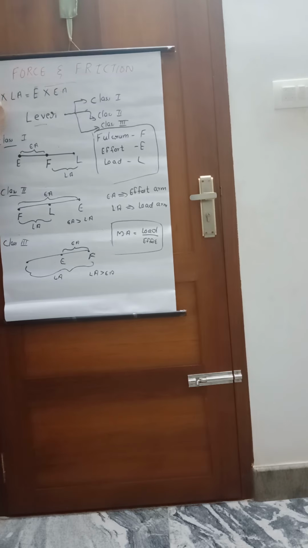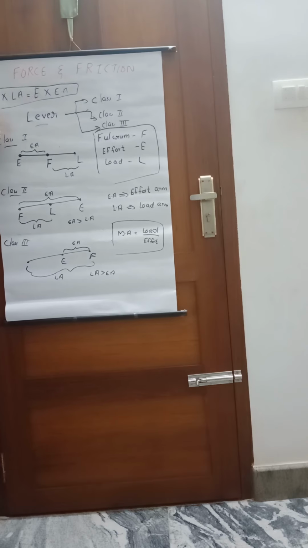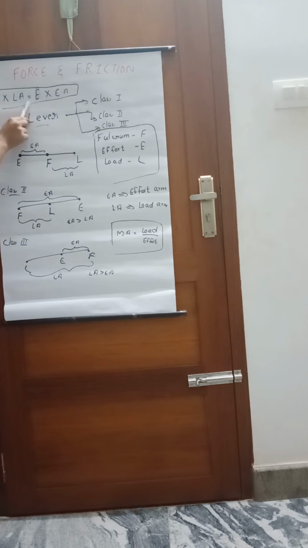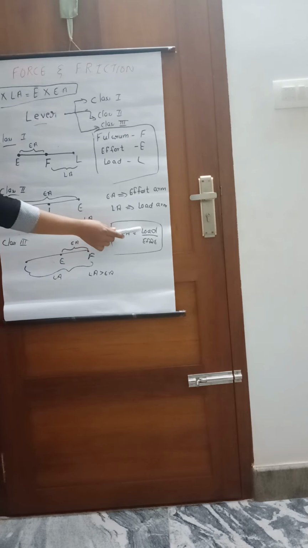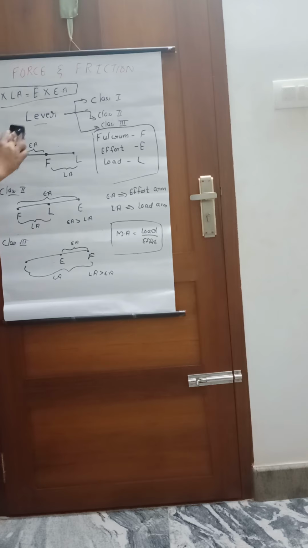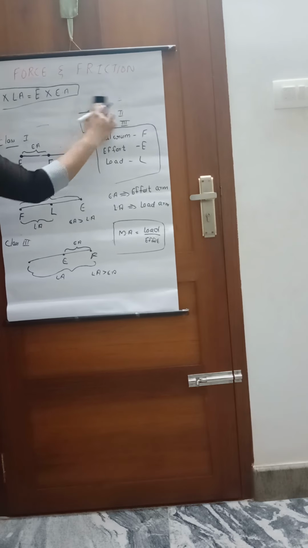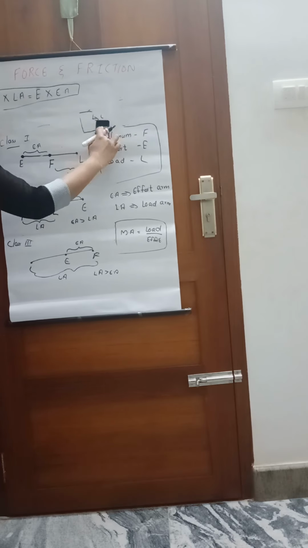So this is the principle of what? Lever. So we can say that the product of load and load arm is equal to the product of effort and effort arm. And we already know that load by effort is mechanical advantage. So let us bring this load and effort to one side of the equal sign, and let us make effort arm and load arm at the other side of the equation. So I am going to rub this part, or you won't be getting any space to explain.